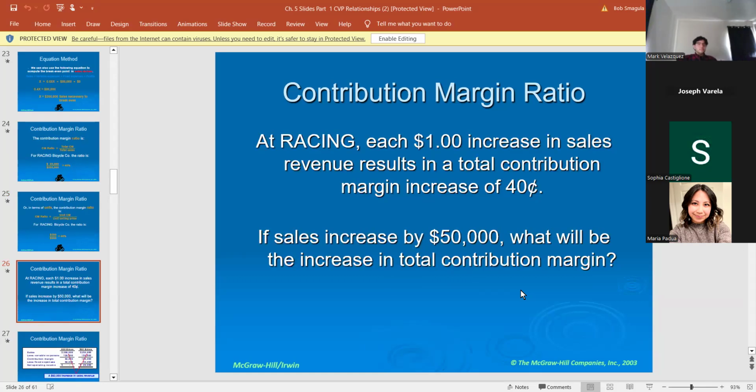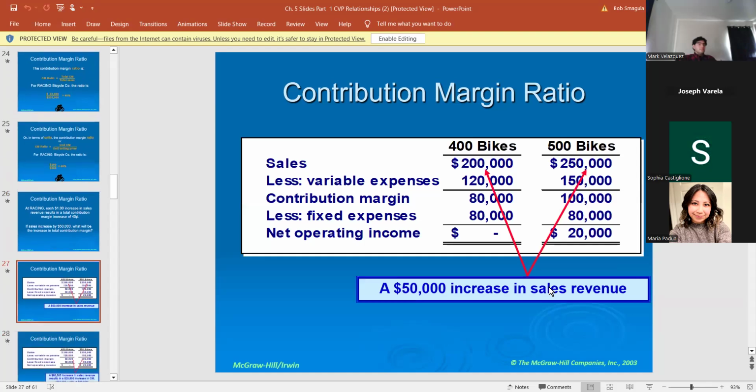Contribution margin ratio. We just figured that was 40%. Each dollar increase in sales revenue results in a contribution margin of 40%. 40% times 500, that's 200 per bike, remember? What if we increase the sales by 50,000? What's going to happen to the contribution margin? I'm guessing 20,000, but let's see.